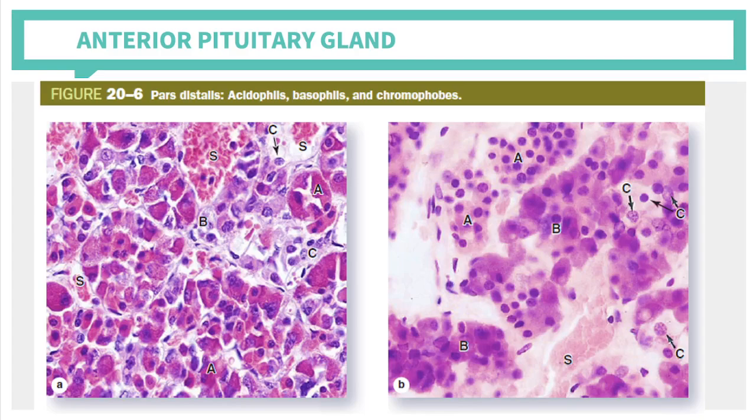Okay, again, we discuss your pars distalis. It could be acidophils, basophils, and chromophobes. Now, most general staining methods simply allow the parenchymal cells of your pars distalis to be divided into acidophil cells. So, letter A here are your acidophil cells. Your letter B, on the other hand, are your basophils. And lastly, your chromophobes are letter C here.